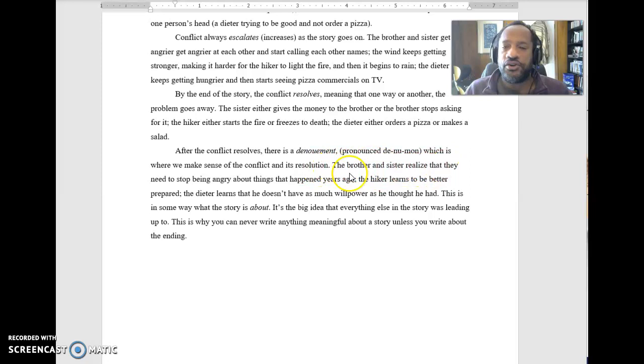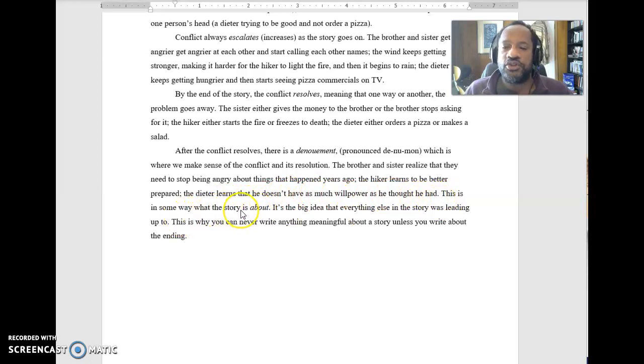The brother and the sister realize that they need to stop being angry about the things that happened years ago, right? Because they might realize that that's part of this fight that's going on. They're talking about borrowing money, but there really is some other stuff in their history that makes them really angry with each other. The hiker learns to be better prepared, right? The dieter learns that he doesn't have as much willpower as he thought he had, right?